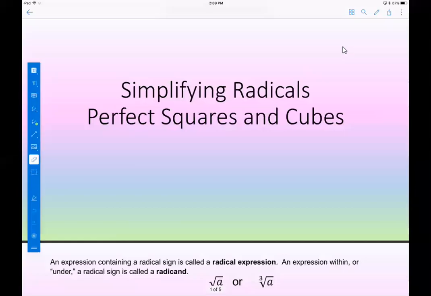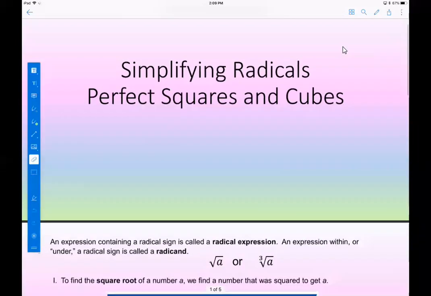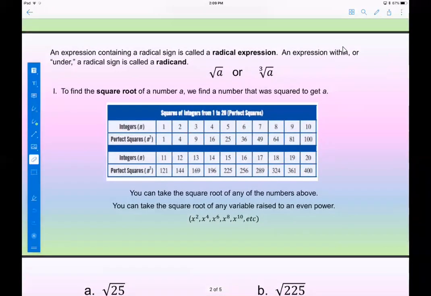This lesson we're going to simplify radicals that are perfect squares and perfect cubes. The first one we're going to look at are perfect squares. An expression that contains a radical sign is called a radical expression. And the expression under the radical sign, such as a here and a here, is called the radicand. To find the square root of a number, a, we find a number that was squared to get a.